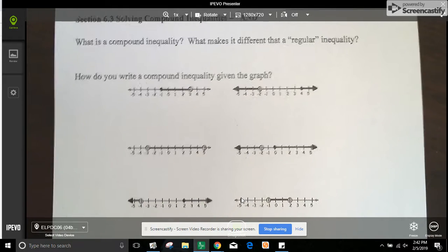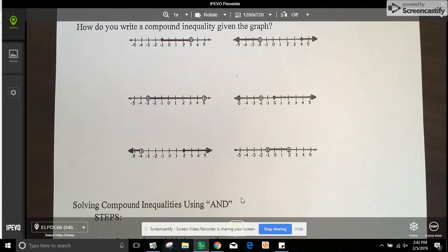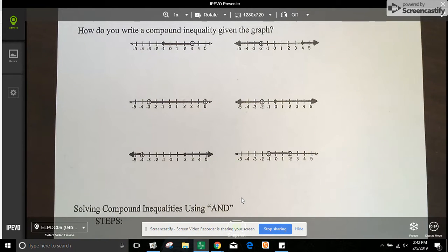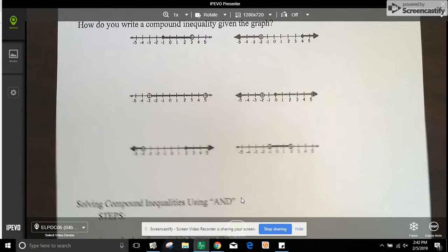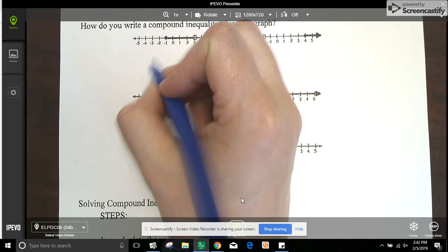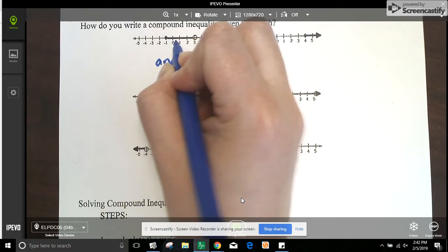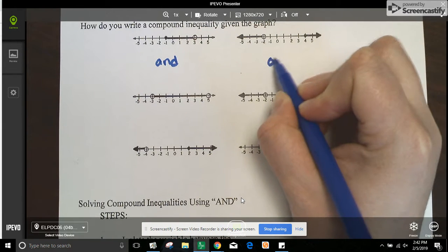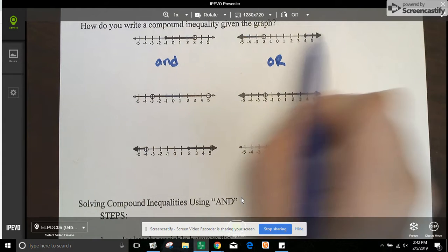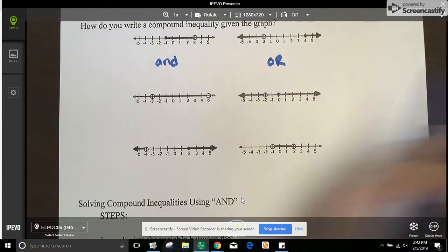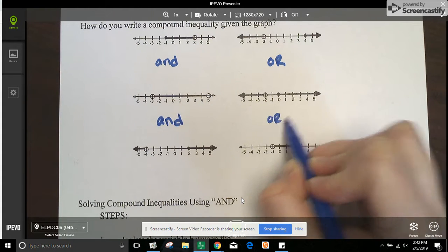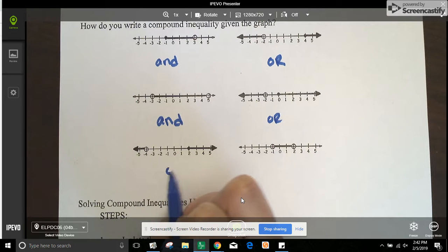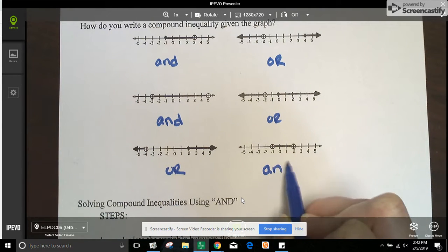We're going to start by writing compound inequalities. So yesterday, remember that if the shading's in the middle, it's an and, and if the shading's going on the outside, it's an or. So let's go through these and figure out which ones are and which ones are ors. This one would be an and because of the shading in the middle. This would be an or because the shading goes on the outside. This would be an and in the middle. This would be an or because of the outsides. Or and.